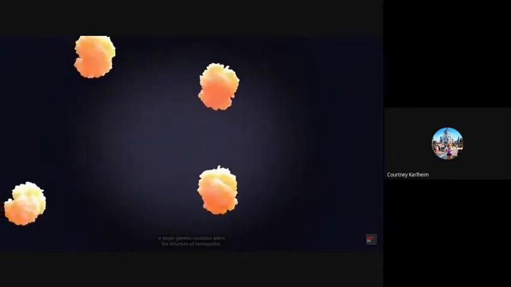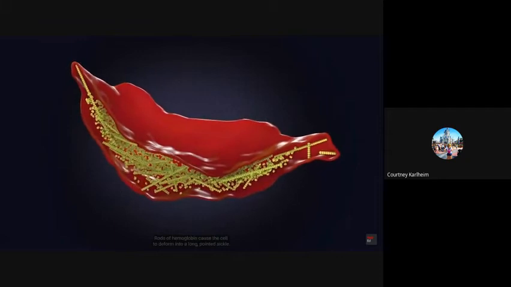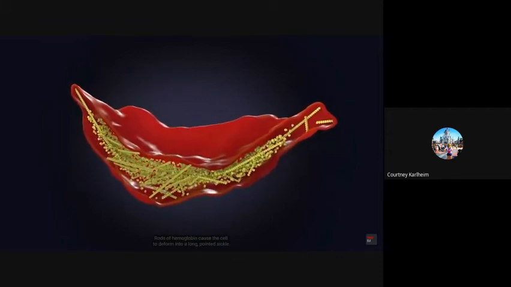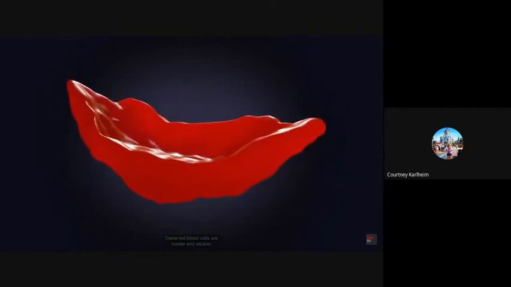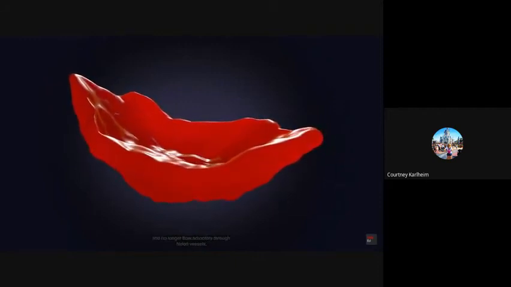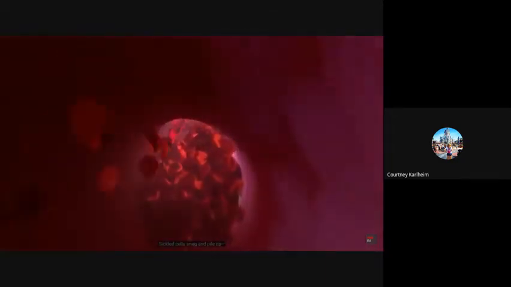But in sickle cell disease, a single genetic mutation alters the structure of hemoglobin. After releasing oxygen to tissues, these mutated proteins lock together into rigid rows. Rods of hemoglobin cause the cell to deform into a long, pointed sickle. These red blood cells are harder and stickier and no longer flow smoothly through the blood vessels. Sickled cells snag and pile up, sometimes blocking the vessel completely.